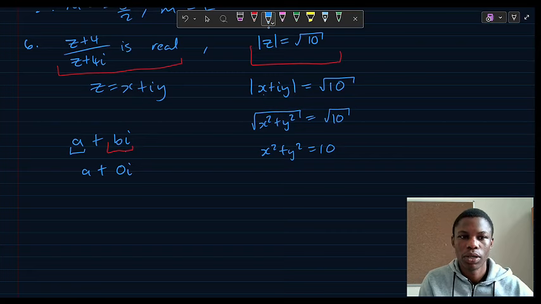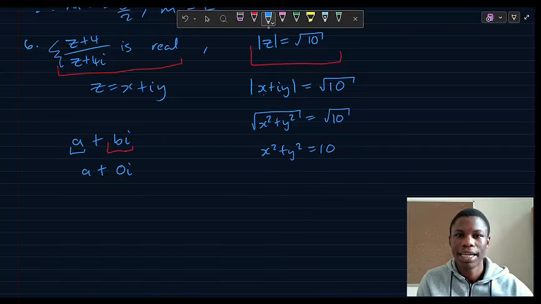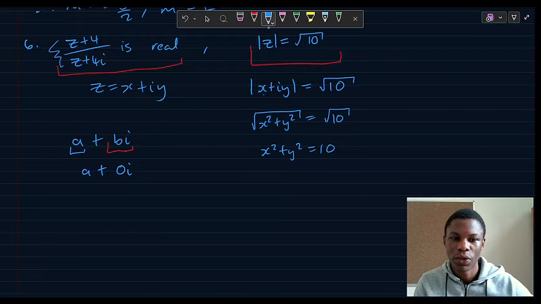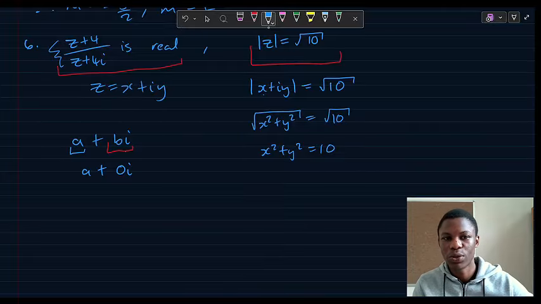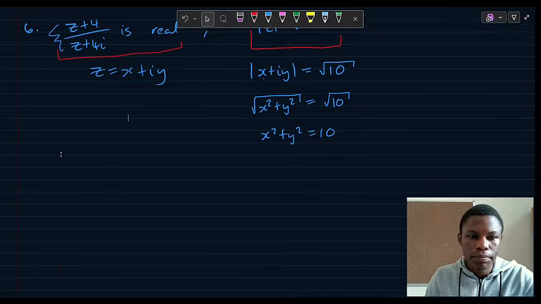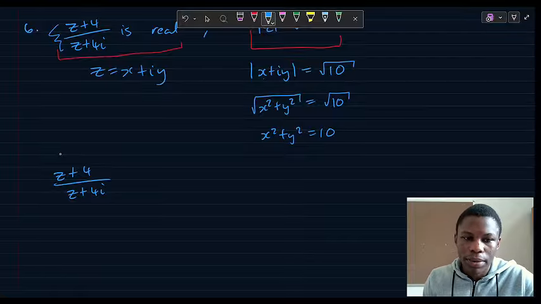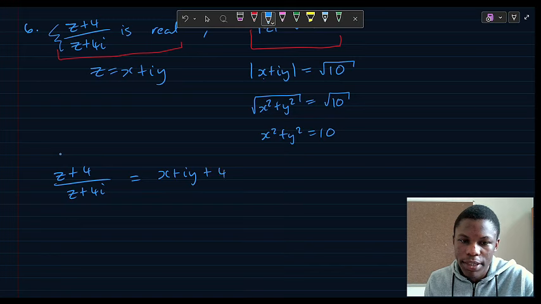So what we can do is simplify this and figure out what the imaginary part is in terms of x and y, and then equate that to 0, because we know that this whole expression should be real. Okay, so let's do that. I've got (z + 4)/(z + 4i). I know that my z is x + iy, so that's (x + iy + 4)/(x + iy + 4i).